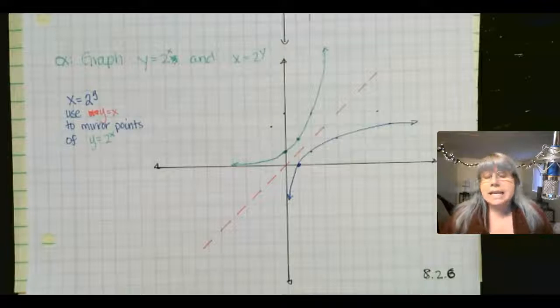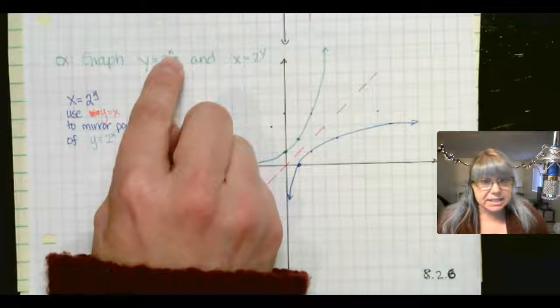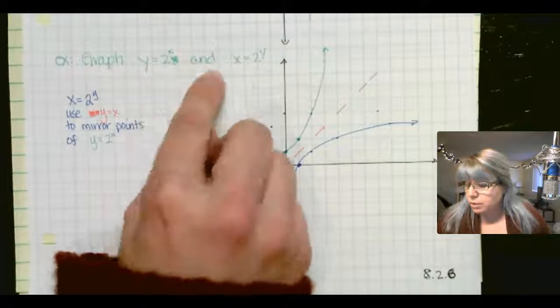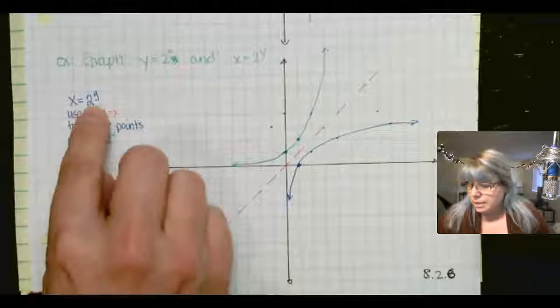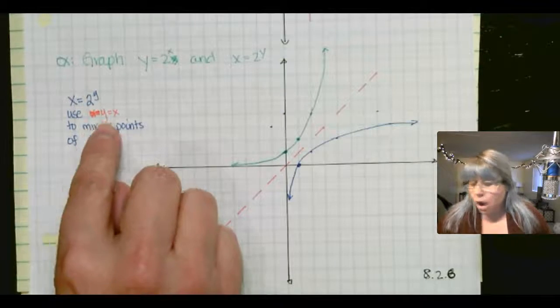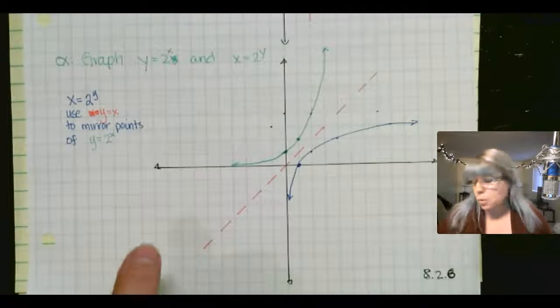Let's take another quick look at another function. All right, so y equals 2 to the x. We've already seen this function before, but then we want to look at x equals 2 to the y. We're just going to use the y equals x line to be able to mirror the points.